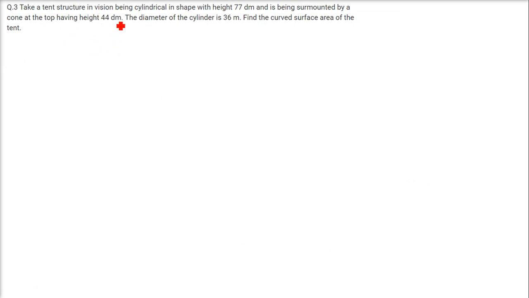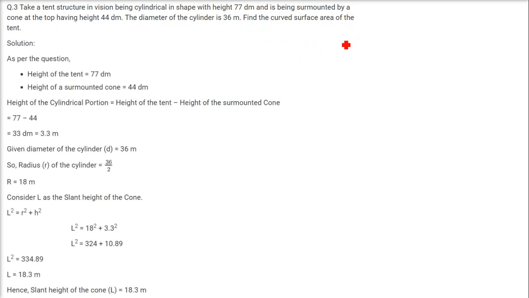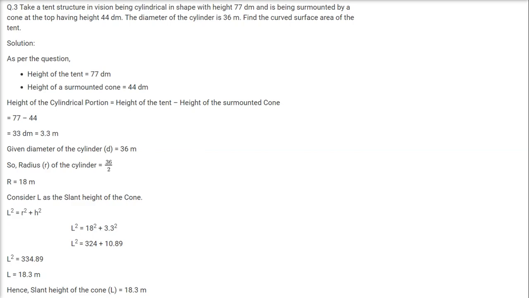A tent structure is envisioned being cylindrical in shape with the height 77 decimeter and is being surmounted by a cone at the top having height 44 decimeter. The diameter of the cylinder is 36 meter. Find the curved surface area of the tent. So here what we will do, I'll just show you and then I'll come back to this one.